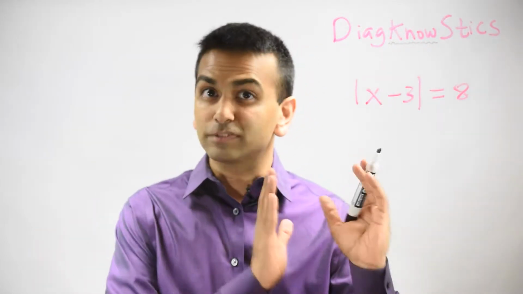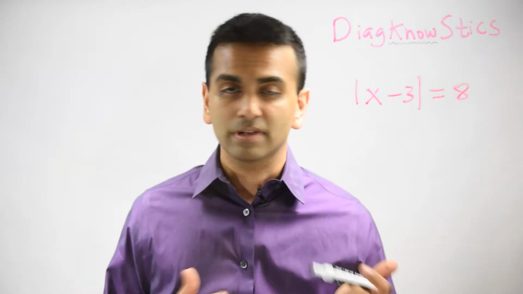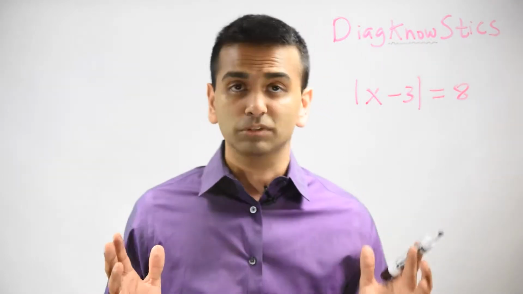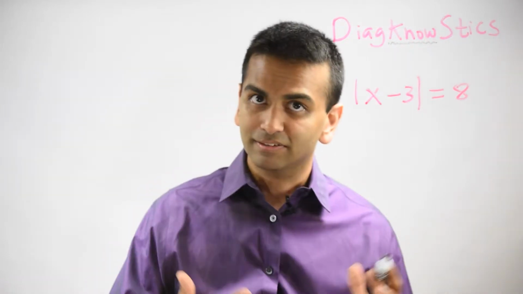Now let's talk about absolute value. Absolute value is really just taking the positive version of that number. If the number's already positive, just keep it like that. So the absolute value of 8 is 8. The absolute value of -8 is also 8.